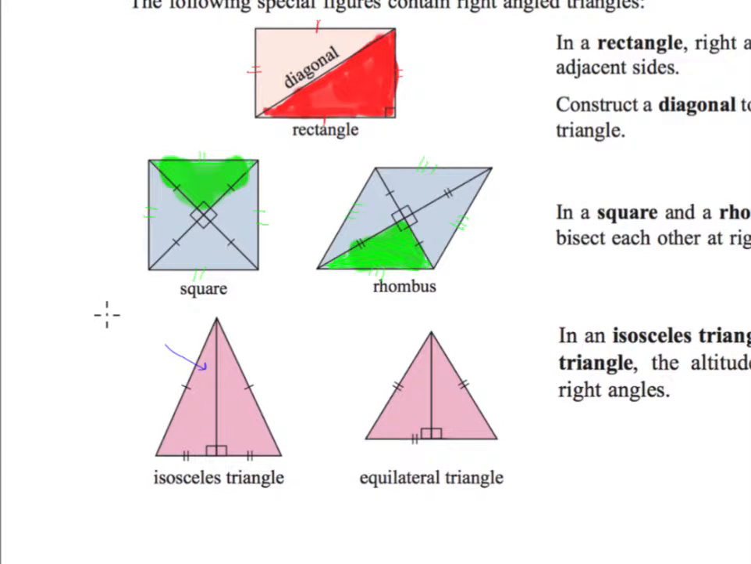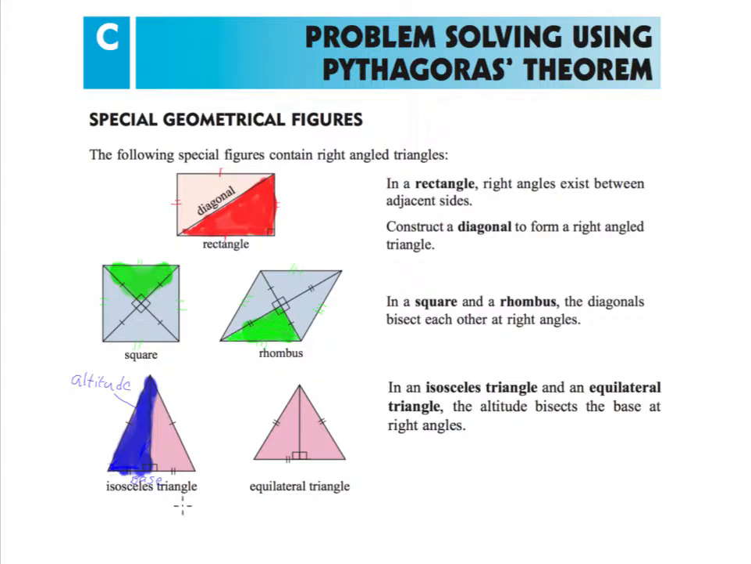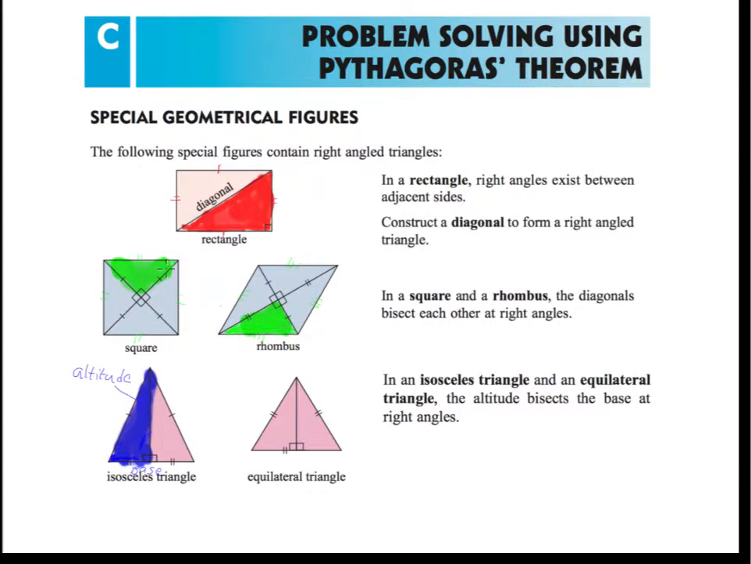Now, here this line bisects the isosceles triangle. It starts at the angle that's formed by the two congruent sides and is perpendicular to the bottom side, which is called the base. That line segment, that perpendicular bisector, is called an altitude, or the height of the triangle. Now notice the altitude divides an isosceles triangle into two congruent triangles, and the altitude on the equilateral triangle does the same.